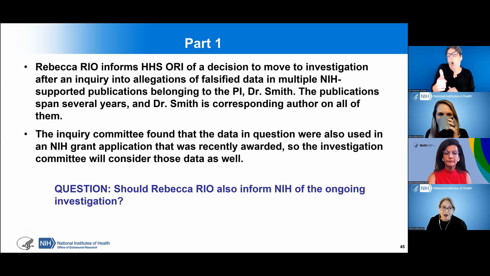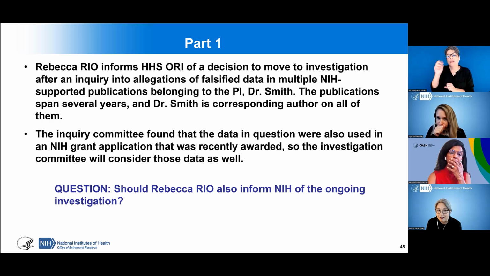Okay, so part 1. So again, RIO is Research Integrity Officer, ORI is the Office of Research Integrity, where Ranjini is at. So Rebecca RIO, the institutional RIO, informs HHS ORI of a decision to move to investigation after an inquiry into allegations of falsified data in multiple NIH-supported publications belonging to the PI, Dr. Smith. The publications span several years, and Dr. Smith is corresponding author on all of them.